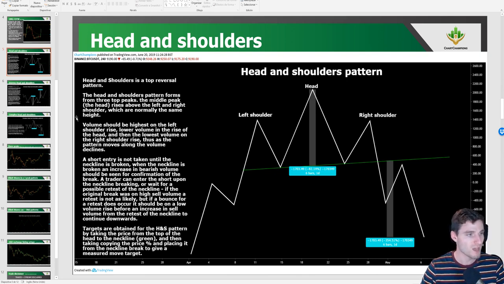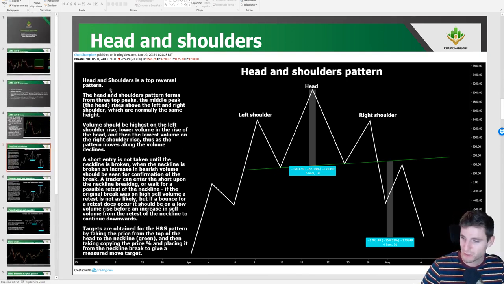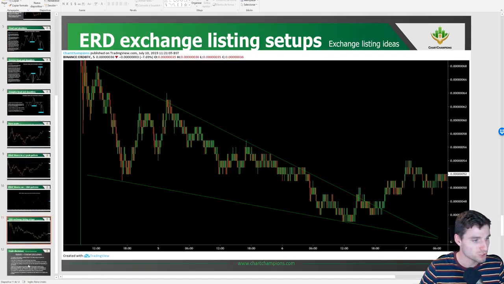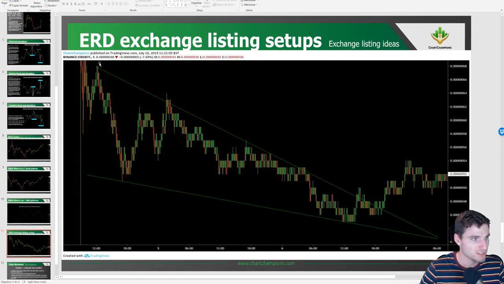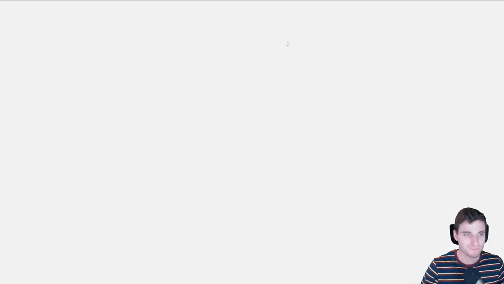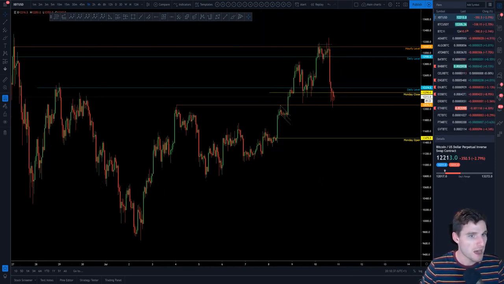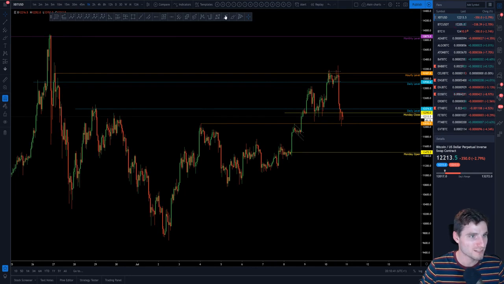Okay, so yeah, does anybody have any questions on head and shoulders right now, before I move on to going through this? Is this ERD? Yeah, ERD exchange listing. I want to talk you through this one. Oh no, let me first show you these inverse head and shoulder patterns. I wanted to show you the volume profile. Oh god, these alerts, man. So I wanted to show you this one. Okay, so here we go.